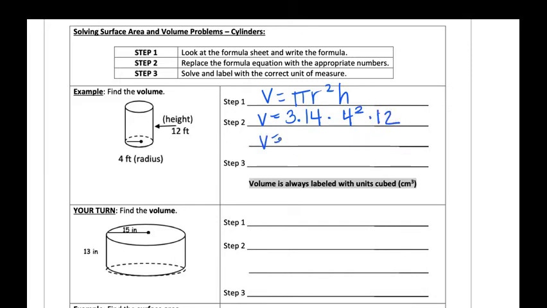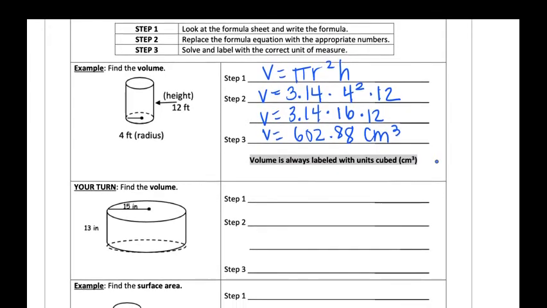So using GEMDAS, we bring down 3.14 and our multiplication sign, and we take care of our exponent. 4 squared means 4 times 4, which is 16. Bring down the rest. Once we have all multiplication, we can just go ahead and multiply everything together here, and our volume becomes 602.88, and we are talking about centimeters cubed because we're back in volume here, so we need cubic units.